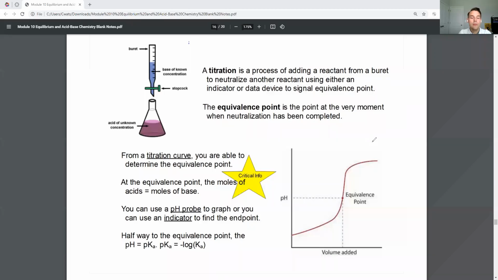Hi, everyone, and welcome to the fourth and final lesson in Module 10. This lesson is going to be focused on titrations.